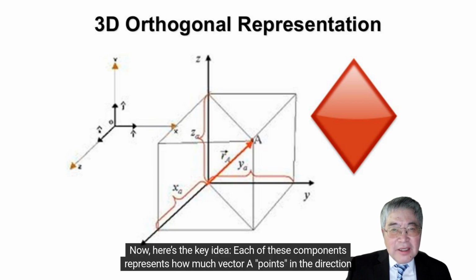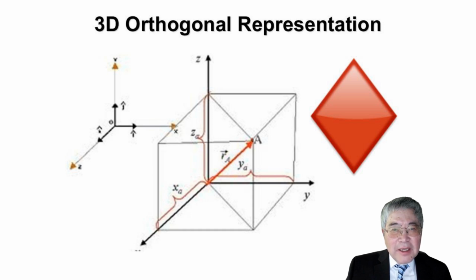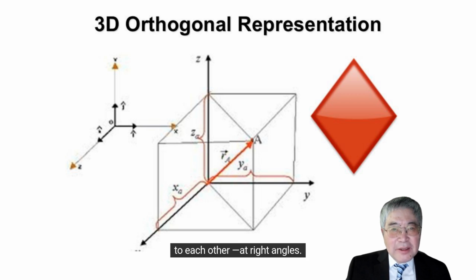Now here's the key idea. Each of these components represents how much vector A points in the direction of one of the coordinate axes. If you project vector A onto the x-axis, you get xa. Project it onto the y-axis and you get ya. Project it onto the z-axis and you get za. This method of description is based on an orthogonal basis, which simply means the axes are all perpendicular to each other at right angles.